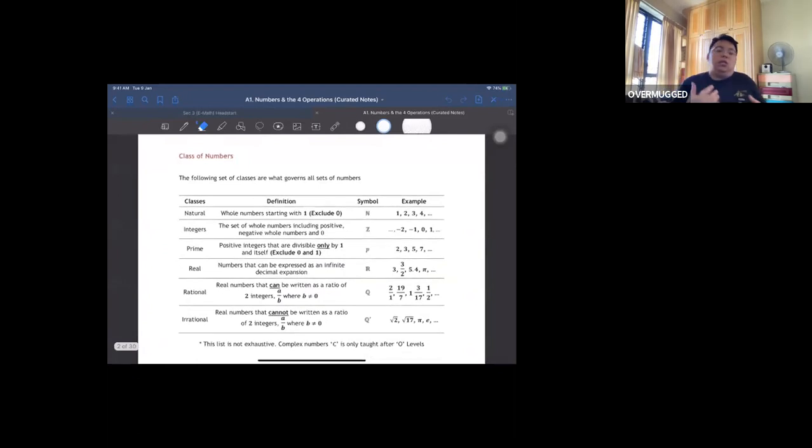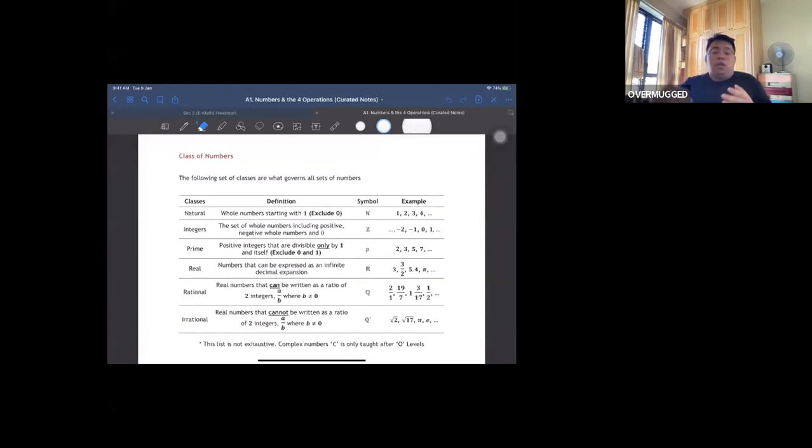Now, there are many classes of numbers out there: natural, integers, primes, real, rational, and irrational. At this stage in Upper Sec, you do need to know the differences between the names, because there are questions where they ask you, list me a rational number, or identify which of the following is prime, which of the following is a natural number. So you need to know the differences between them.